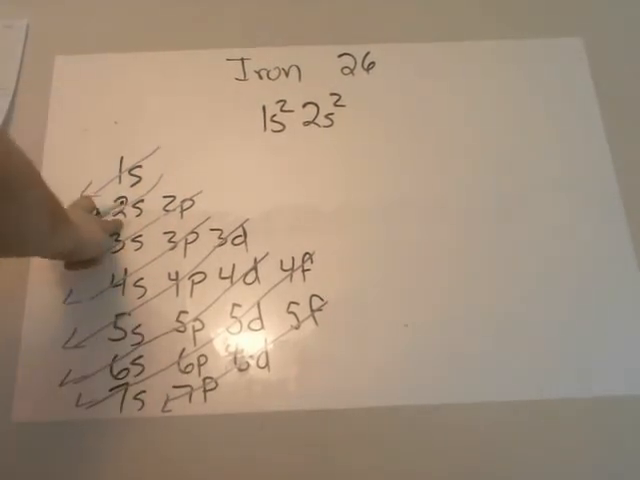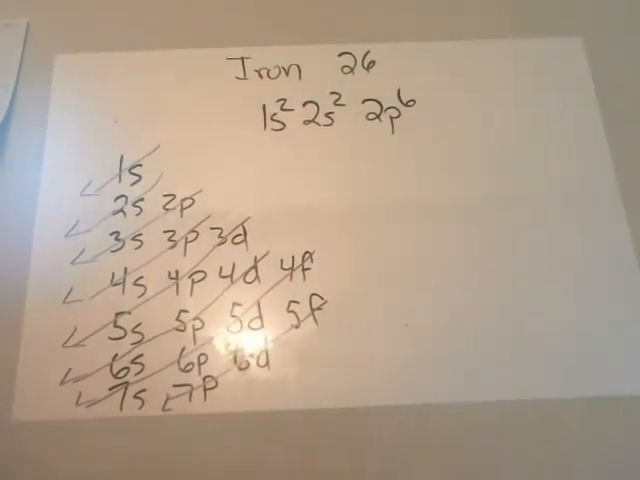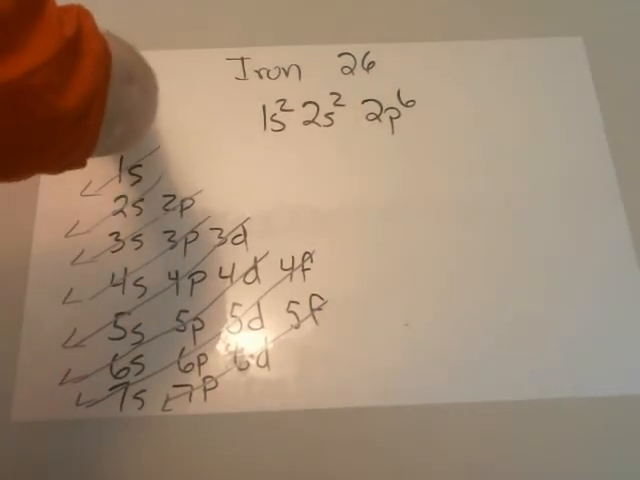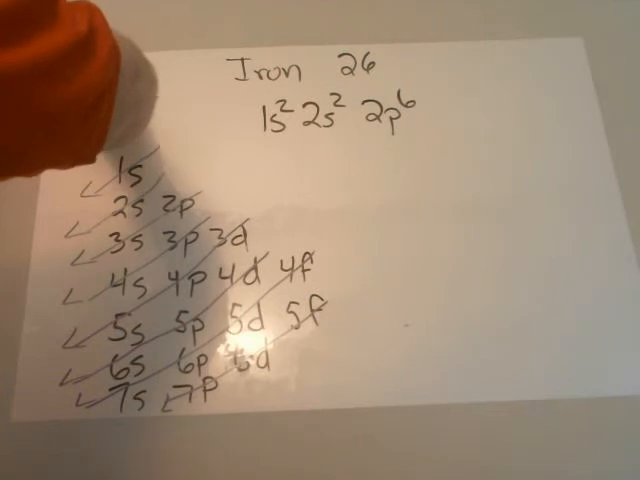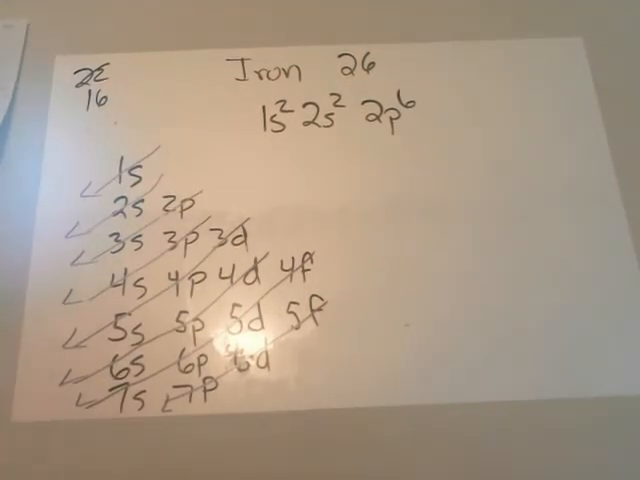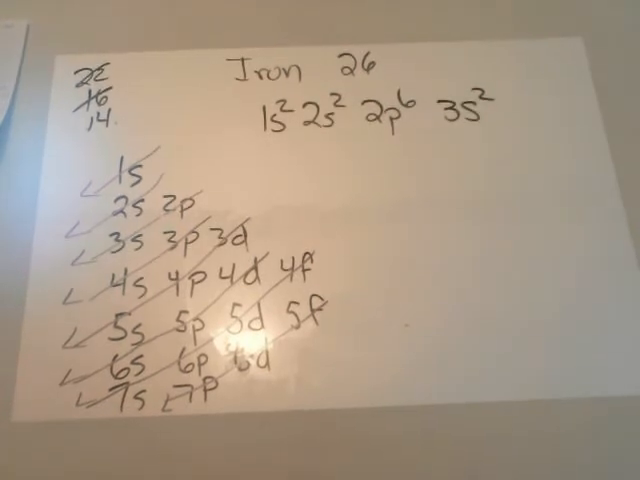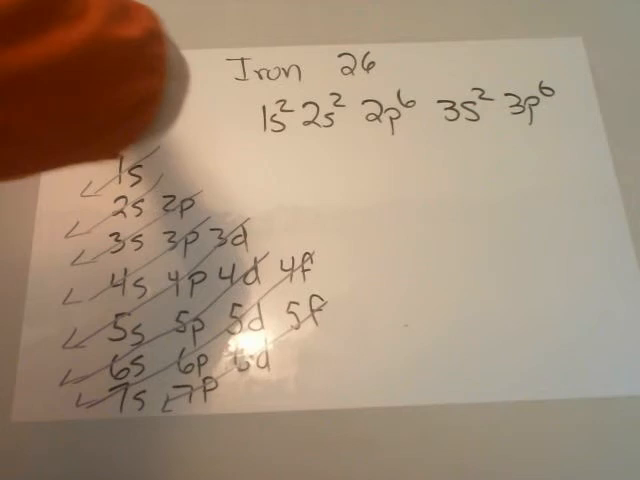After 1s and 2s comes 2p. So there's my 2p, and it's got 6 electrons. So now I'm down from 22 to 16. After 2p comes 3s. And another 2 electrons, so now I'm down to 14. After 3s comes 3p. And 6 electrons can fit in the p orbital, so that brings me down to 8 now.